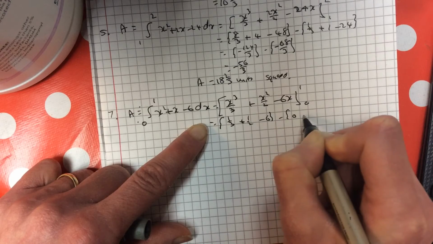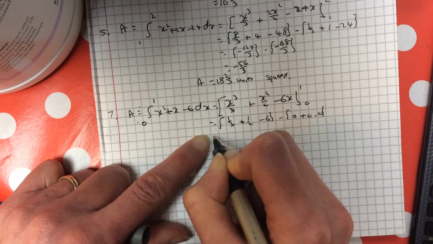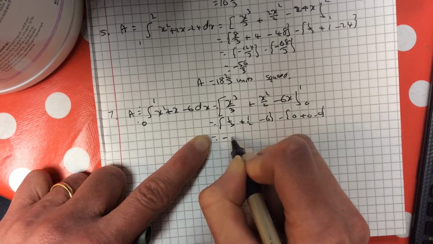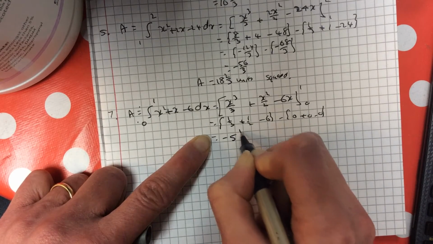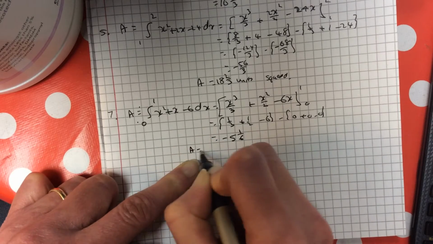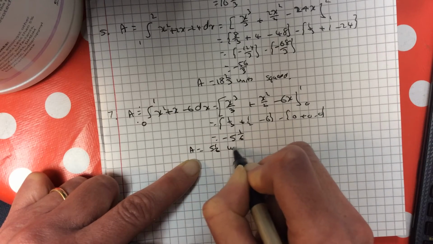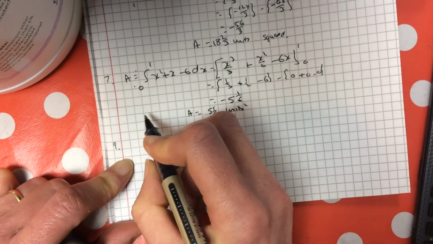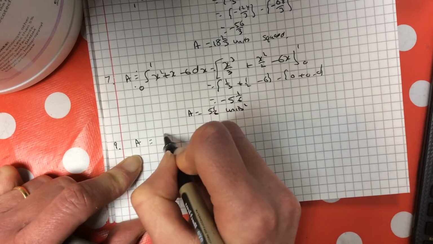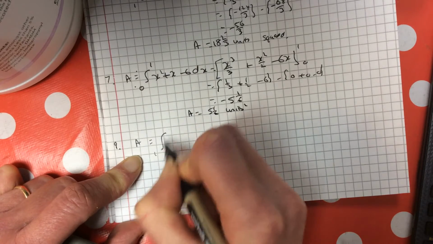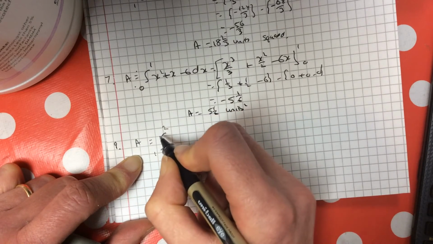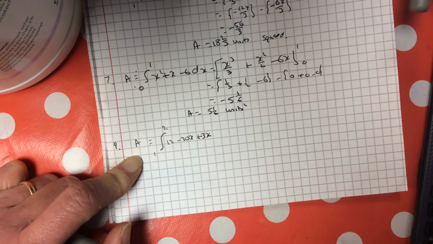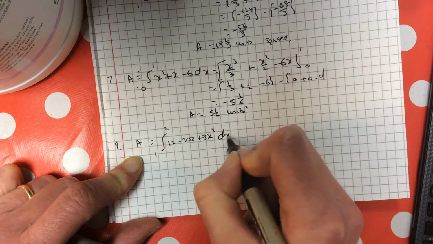Sub in 0. So we have here 5/6 minus 6 is minus 5 1/6, but make sure you give the area as a positive value. So units squared. Number 9. So here we go again. Area is between 1 and 2, and it is 12 minus 20x plus 3x squared dx.